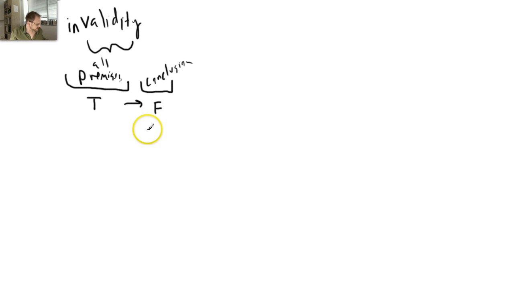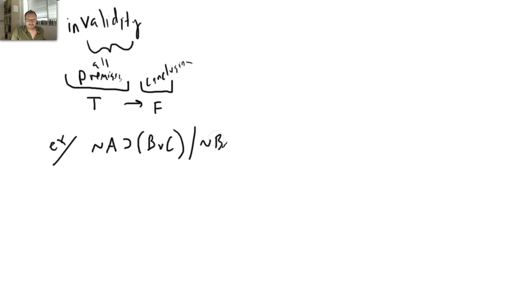I don't want to spend too much time on it. But let's say we did this example. Not A. If not A, then B or C, right? You have not B, therefore C, if C, then A, right? So here's the arguments, right?